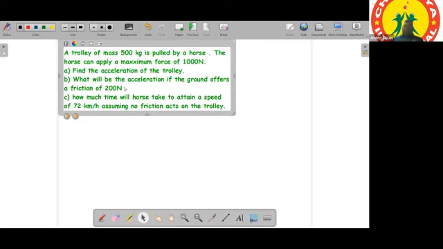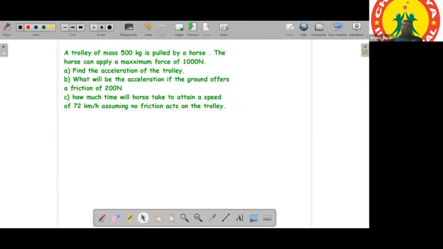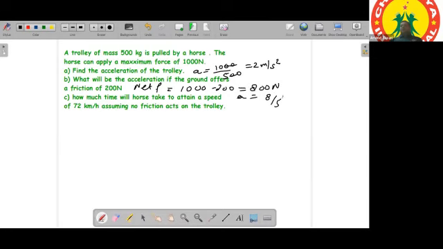Okay. So quickly I tell you the answer since the class is about to be over. For the first one, your acceleration would be equal to force by mass. That's 1000 over 500, which you get as 2 meter per second square. For the second one, your net force will become 1000 minus 200. That is, you will have 800 Newton as the net force, and hence your acceleration will now be 800 over 500. That's 8 over 5 meter per second square.